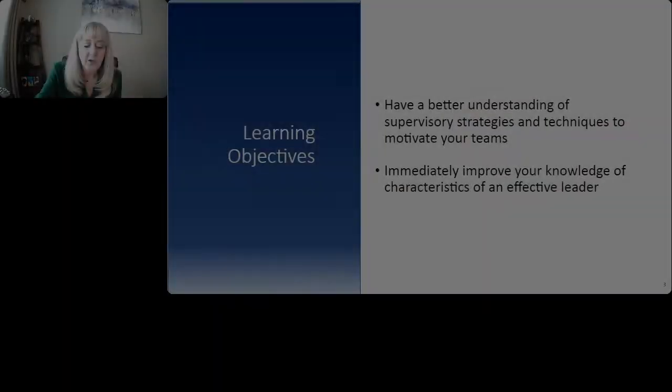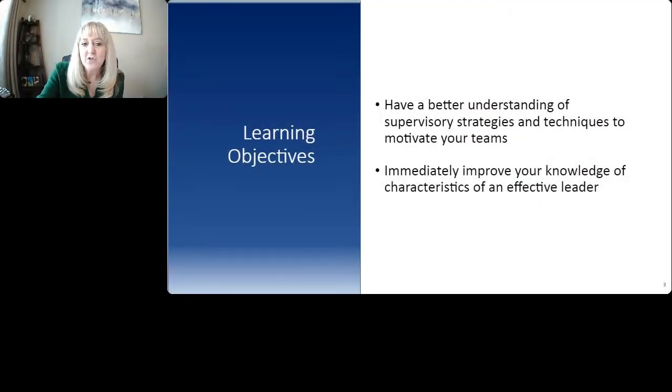So upon completion of this course, the hope is that you'll have a better understanding of supervisory strategies and techniques to motivate your team. Also, to immediately improve your knowledge of characteristics of an effective leader.